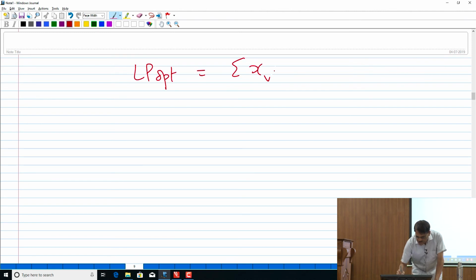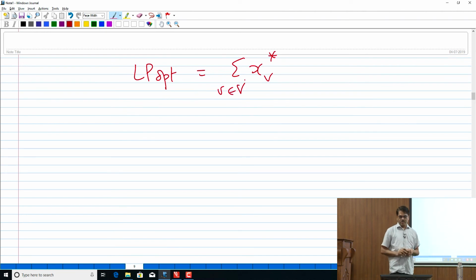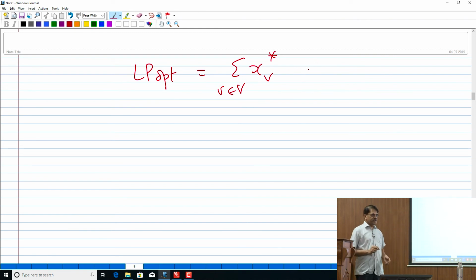Okay, so LP opt is some summation of x_v star. Right, we solved the LP. And remember, now I am looking for a vertex cover of size at most k. That's my goal because I am talking about the parameterized problem now. So, suppose the LP opt value is strictly more than k, what can you say?